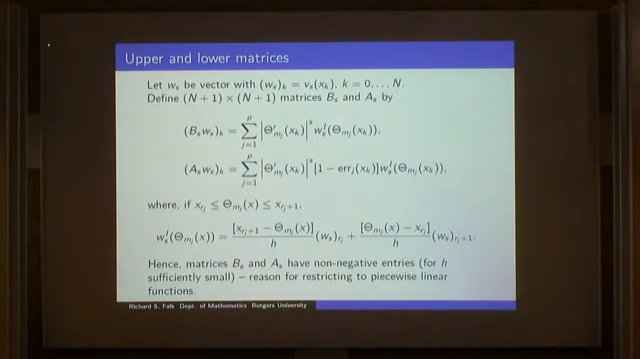And here's the key thing. These matrices have non-negative entries for h sufficiently small. So I started off with a positive operator, and what I want is positive matrices, that is, matrices all of whose entries are non-negative. Why do I want that? Because I need a compatible discretization. I need something that has this property.